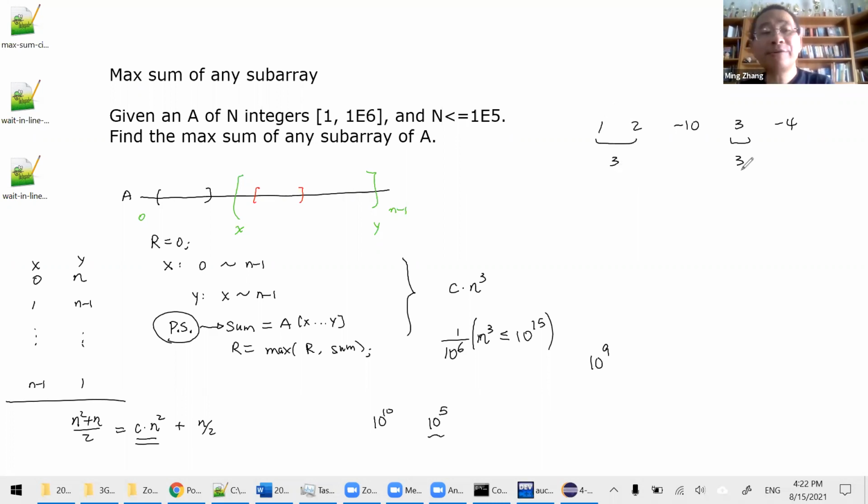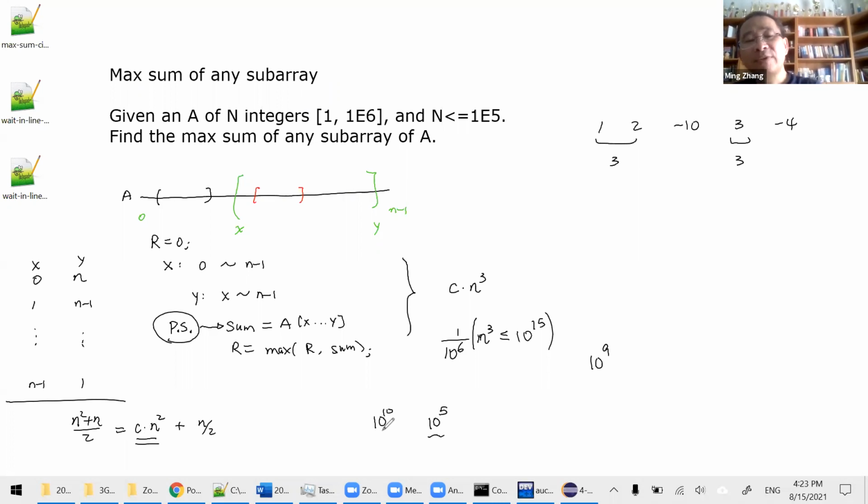Okay, so for a long time, for this question, find the max sum of any subarray of an integer array, people thought the best algorithm was going to be n squared. You could improve the C, make it, say, divided by 2, divided by 3, divided by 4, but still, that's not enough to finish the calculation in the time limit.